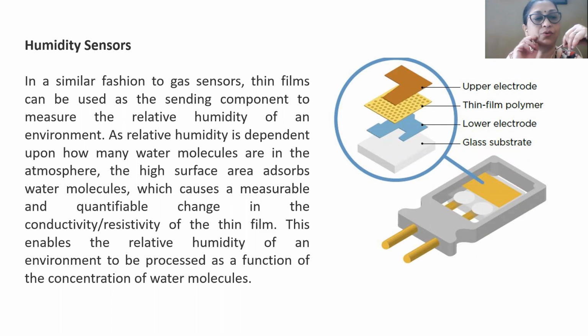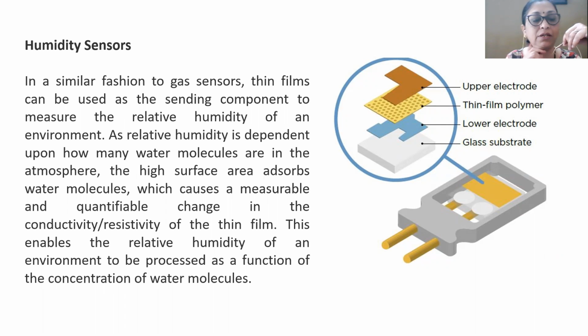Humidity sensor is used to measure the amount of humidity, that is water content, which is present in the environment. These water molecules can be detected by semiconducting material or even polymers. Polymers are suitable for this. What happens is the water molecules adsorb to the surface of the sensor, and they produce a change in conductivity or resistivity of the thin film, just like your gas sensor.